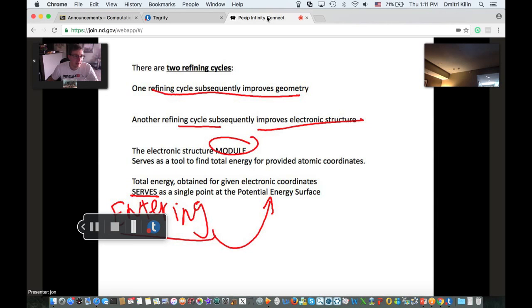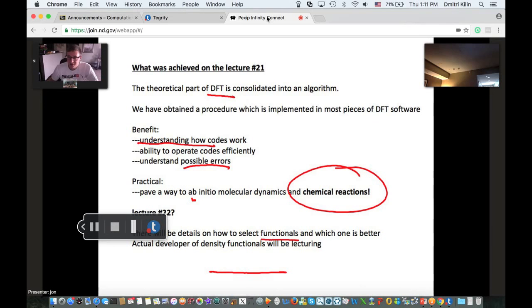Oh, I guess there's one more slide. So, would you agree that this is what you achieved today? Did you achieve an understanding of how this code works? An ability to operate the codes efficiently? Or understanding possible errors that may arise? Yeah? Okay. Anyways, if you guys understand this, great. It took me longer than one class period to get this all figured out.